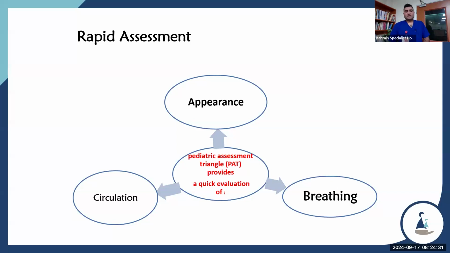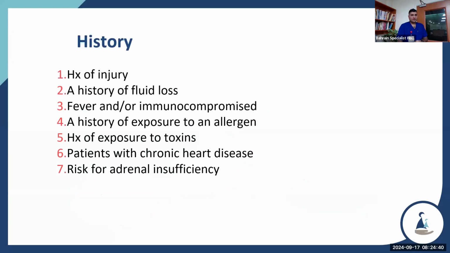The pediatric assessment triangle provides a quick evaluation. You can check appearance, circulation, and breathing. History is very important to determine what kind of shock is present. If there is a history of injury, you can think of hemorrhagic or hypovolemic shock.